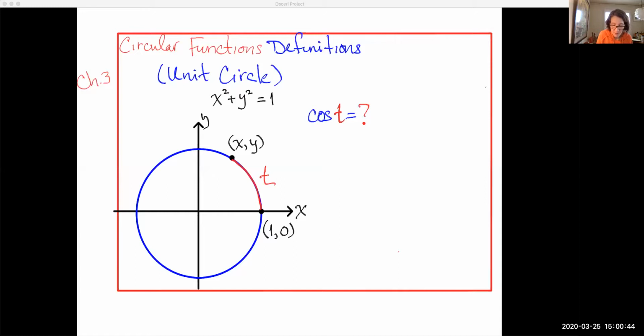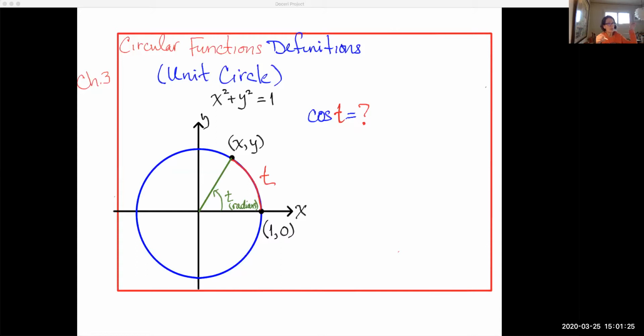So what we're going to do is define our cosine, sine, tangent, cotangent, all those things. Instead of having the input be an angle, we're going to say the input is just the length of that arc, because the length of that arc is the same as the angle that makes that arc. So we're going to define the cosine of t to be the cosine of the angle that makes the arc t.